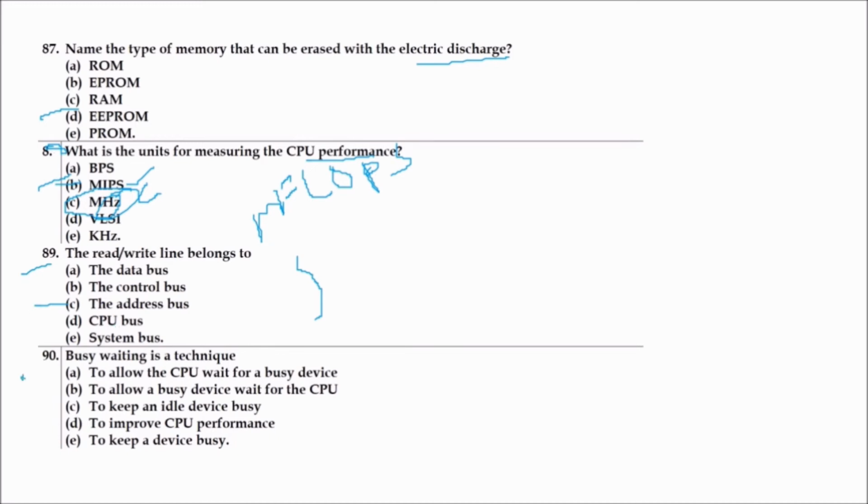Next is, busy waiting is a technique. Busy waiting. Next is busy waiting. Can you answer? Please read them very carefully and answer me. Busy waiting is a technique. A. to allow a CPU wait for a busy device. Busy waiting.